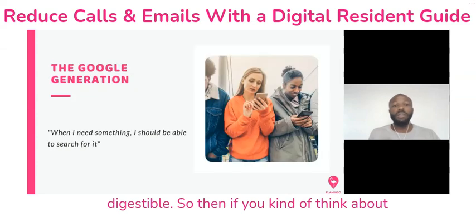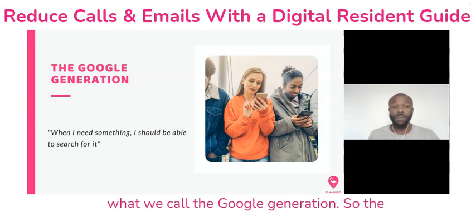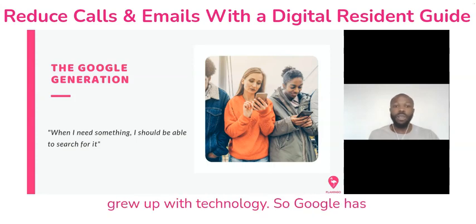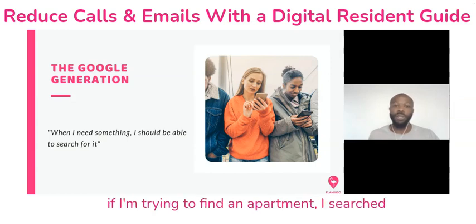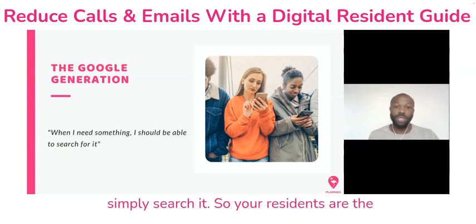So if you kind of think about it, for most of your renters, they are part of what we call the Google generation. The Google generation are those people that grew up with technology. Google has made everyone really reliant on search. So if I'm trying to find an apartment, I search apartments in Chicago. If I'm trying to do X, I simply search it. So your residents are the same when it comes to their property.